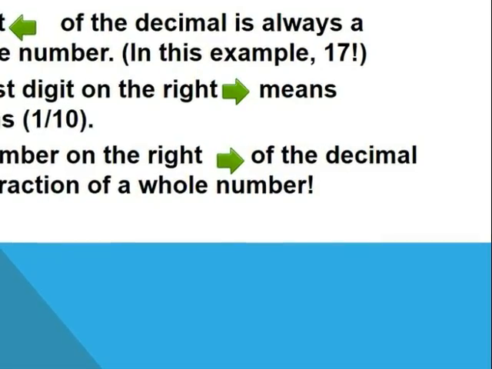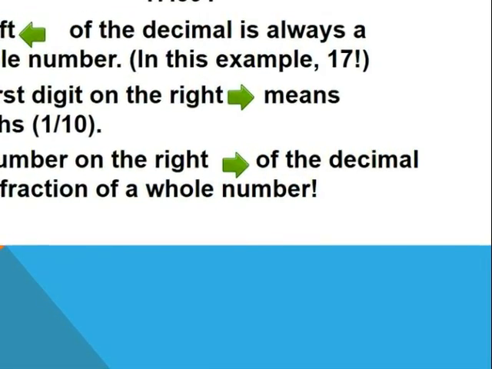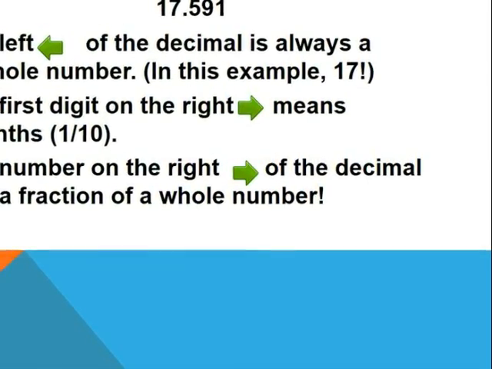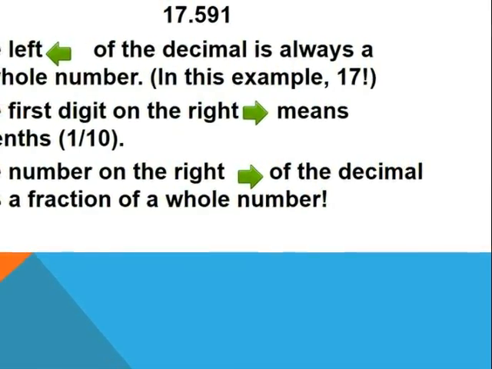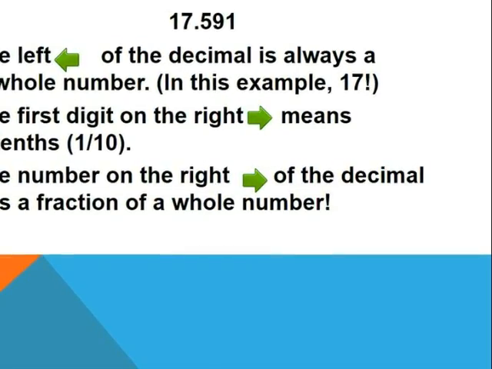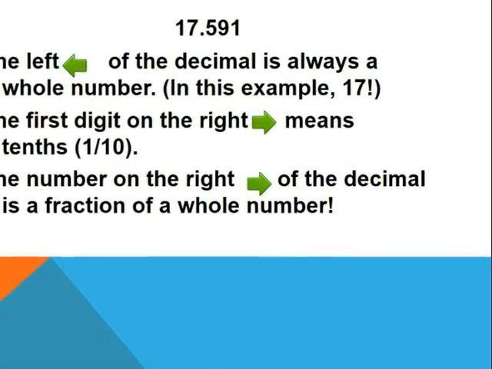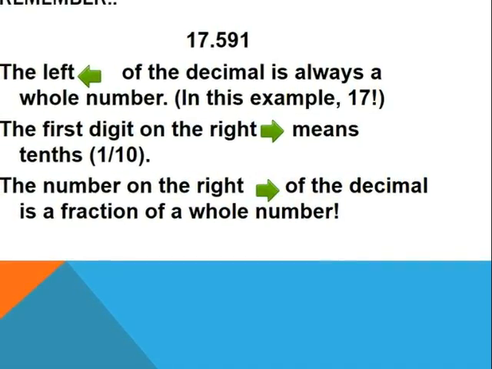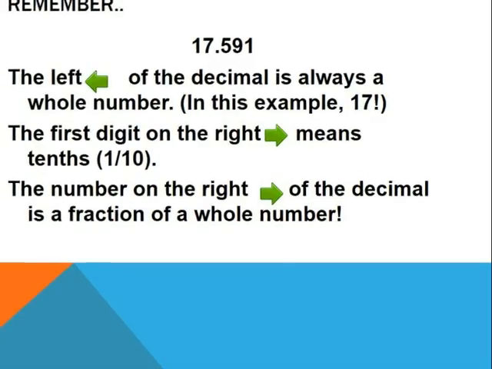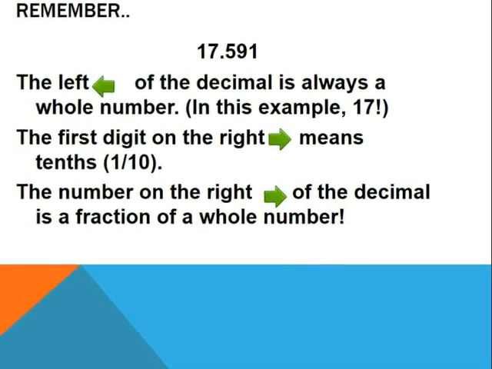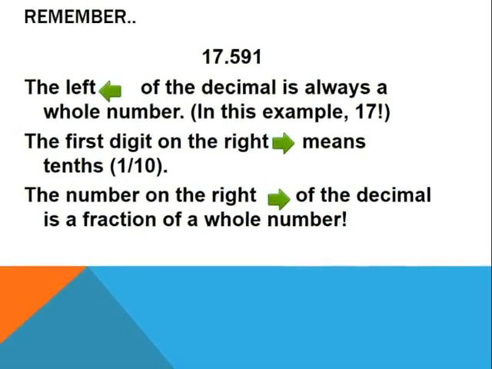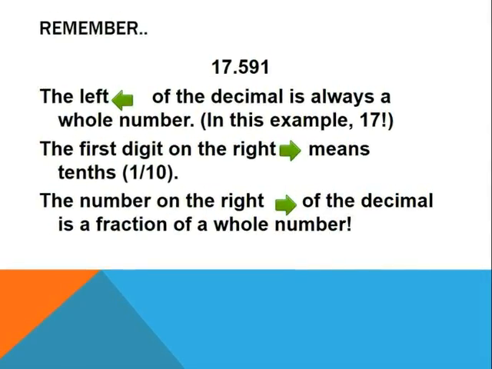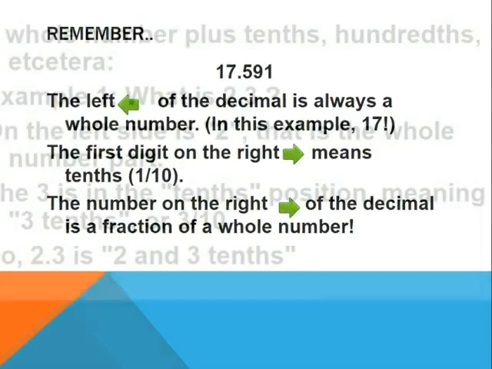Remember that in decimal numbers, the left of the decimal is always a whole number. So in this example, that would be 17. The number to the right of a decimal is a fraction of a whole number. The first digit on the right would be the 1/10 place. In this example, that would be the 5. And next comes the hundredth place, which would be the 9 in this example, and then the thousandth place, which in this example would be the 1.